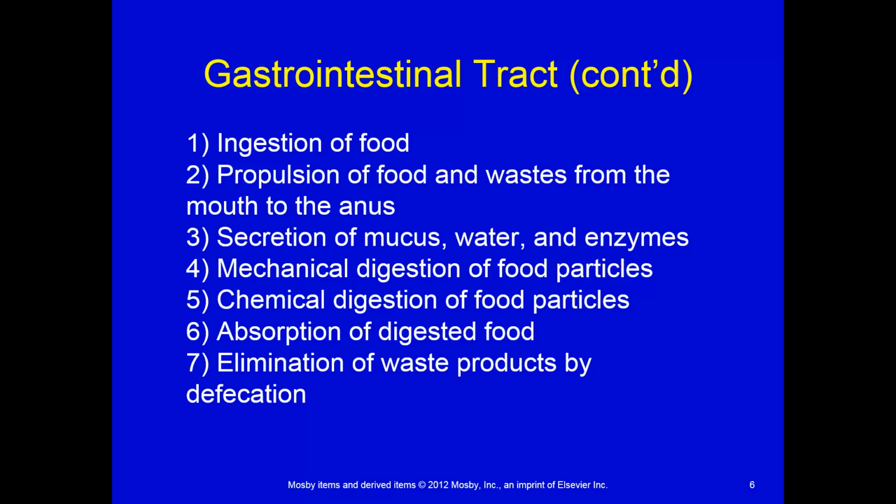Okay, so ingestion, propulsion of the food through the tract, secretion, both mechanical and chemical, digestion, absorption, which is probably one of the highest and I would say most important functions of the GI tract, and then obviously elimination of that waste. Very good.